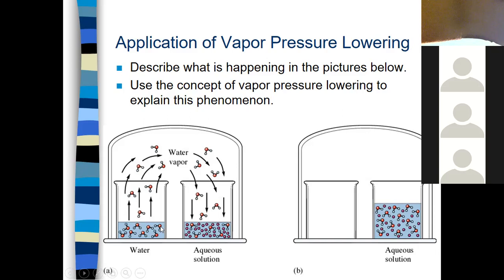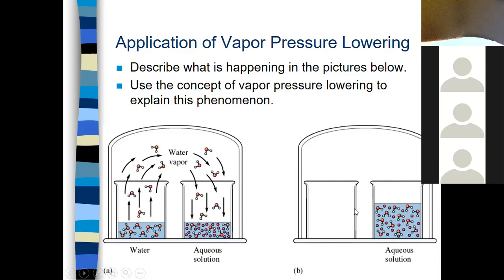Take a beaker and put pure water in it. Take another beaker and put a solution like sugar water or salt water. So on the left, pure water. On the right, a solution with water and a non-volatile solute. Cover that with another container. Completely seal it up. So no air, nothing can get in or out. And then leave it for several days, maybe a couple of weeks. When you come back, you're going to find what you see over here.